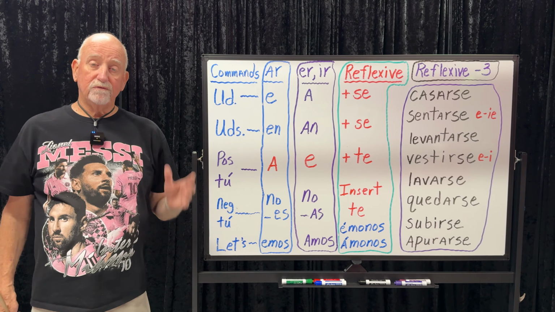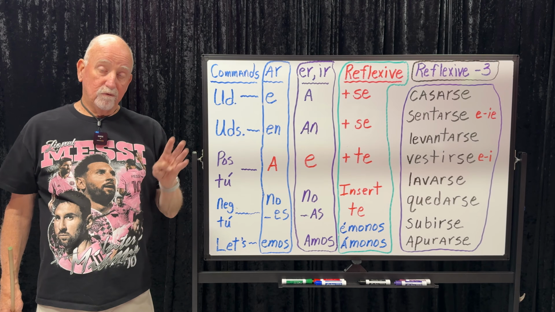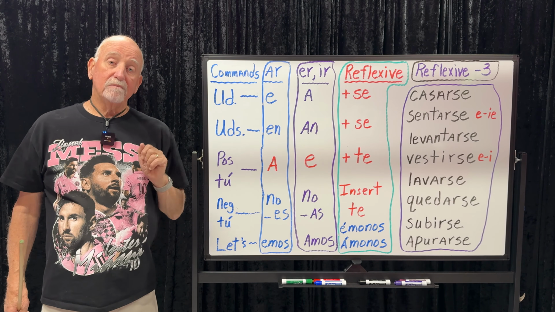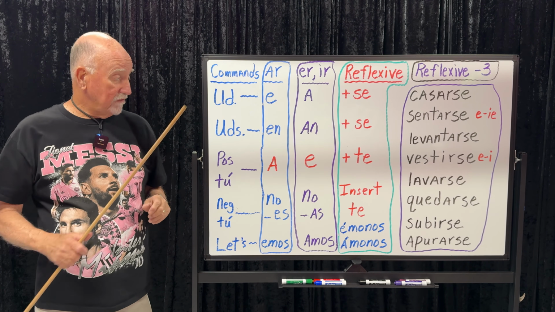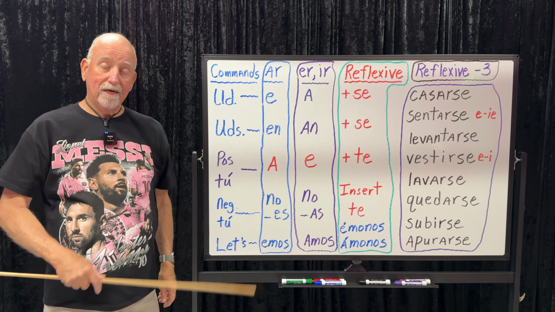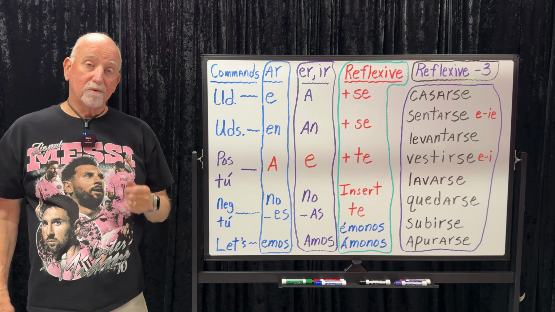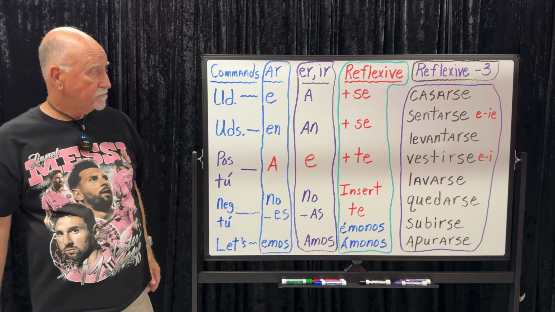So that's just a quick review of the 5 commands that we have in Spanish. Remember, 4 of the 5 are going to be opposite vowel. The regular vowel is the positive tú command. All the other 4 commands remaining are opposite vowel, the same as verb number 8, the present subjunctive.